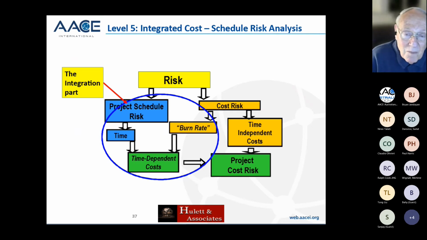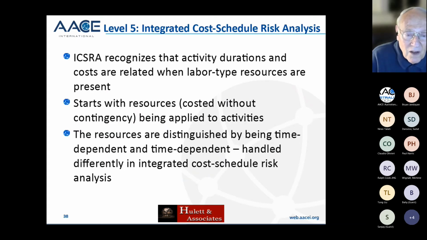But the thing in the blue circle is that time dependent costs are determined by the interaction of time, which is a schedule uncertainty, and the labor type resources, which have a burn rate. They're going by the time allotted, and the longer they take, the more they're going to cost. So ICSRA, I'm going to have you say after me: ICSRA, ICSRA, Integrated Cost Schedule Risk Analysis. You've got to learn that before you go to bed tonight.